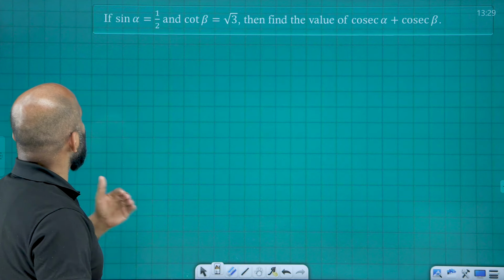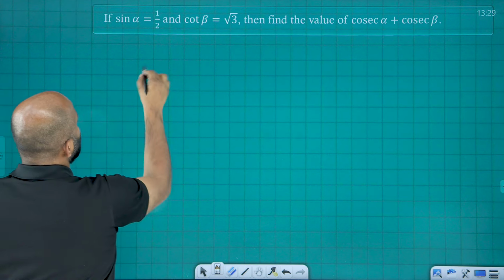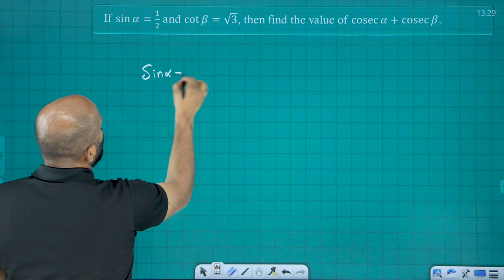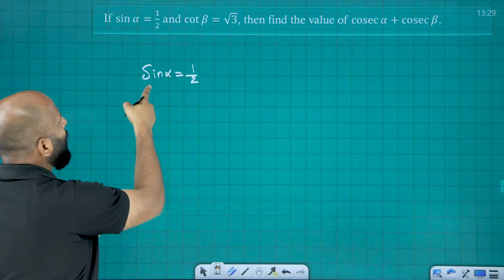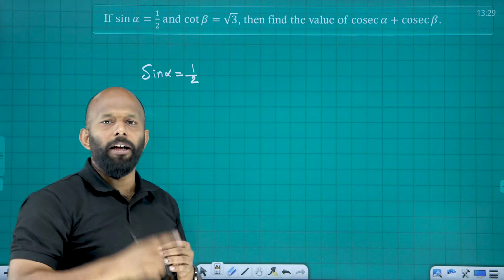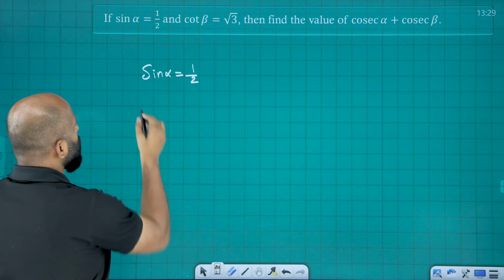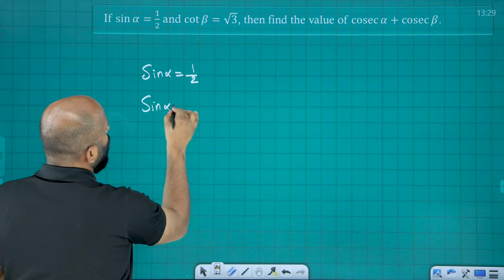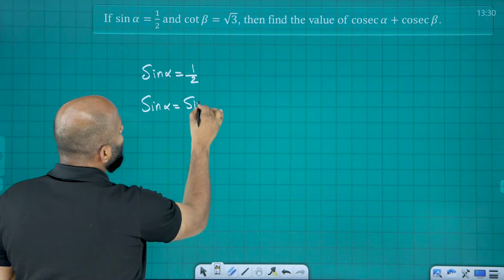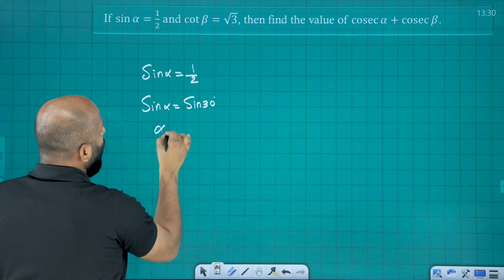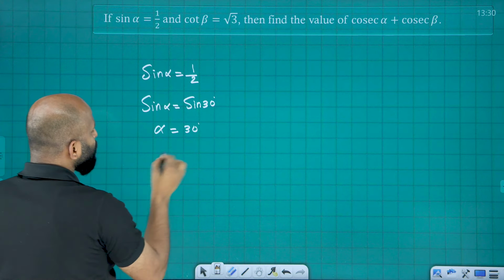Our next question is, if sin alpha is equal to 1 by 2 and cot beta is equal to root 3. So here I can find the value of alpha and beta using special angle concept. Sin alpha is equal to, in which angle sin gives 1 by 2? Sin 30 degree. Therefore alpha is equal to 30 degree.